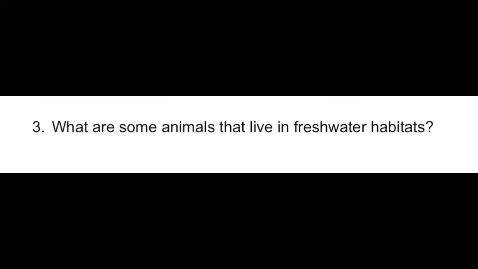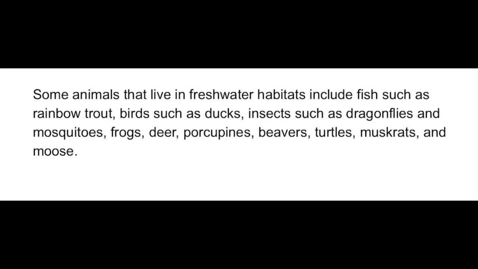It is that comprehension question time again, scholars. Number 3. What are some animals that live in freshwater habitats? Some animals that live in freshwater habitats include fish such as rainbow trout, birds such as ducks, insects such as dragonflies and mosquitoes, frogs, deer, porcupines, beavers, turtles, muskrats, and moose.